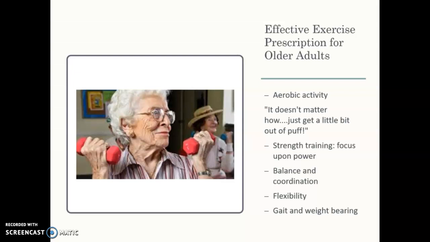Effective exercise prescription for older adults. Aerobic activity: it doesn't matter how, just get them a little bit out of breath. Strength training: focus on power, balance and coordination, flexibility, gait and weight bearing.